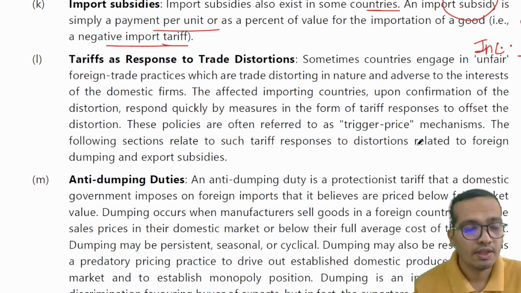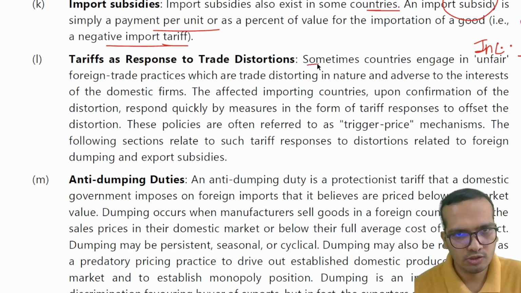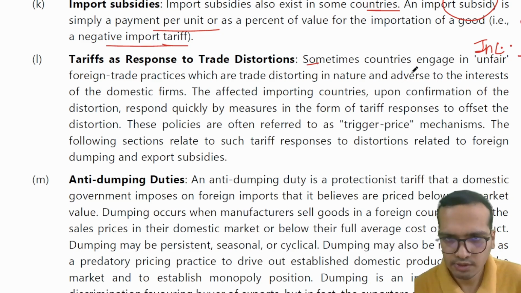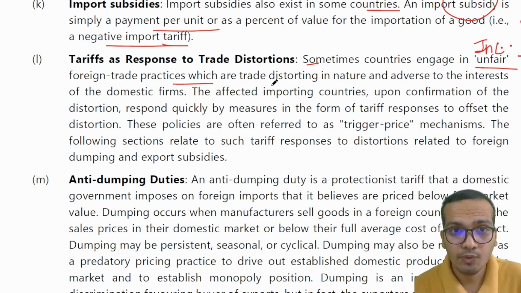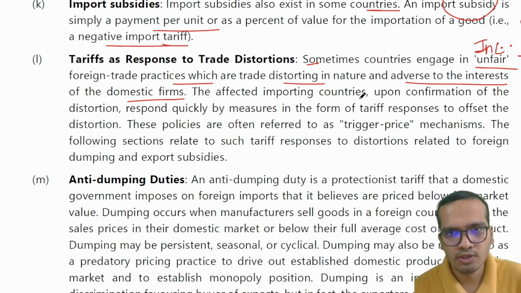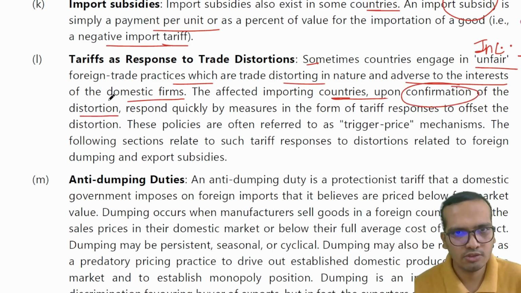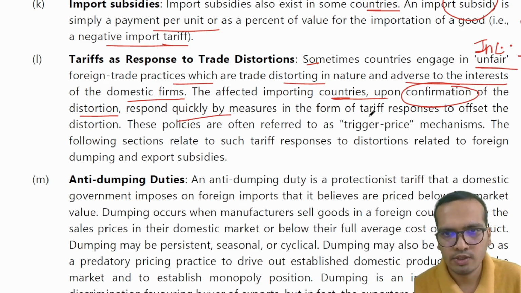फिर आता है tariff as response to trade distortions. Sometimes countries engaged in unfair foreign trade practices which are trade distorting in nature and adverse to the interest of the domestic firm. So the affected importing countries, upon confirmation of the distortion, respond quickly by measures in the form of tariff response to offset the distortion.